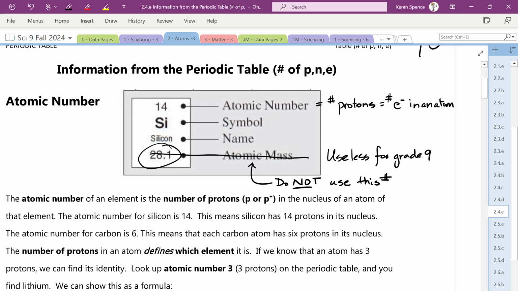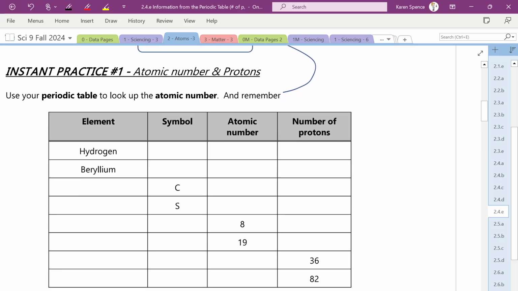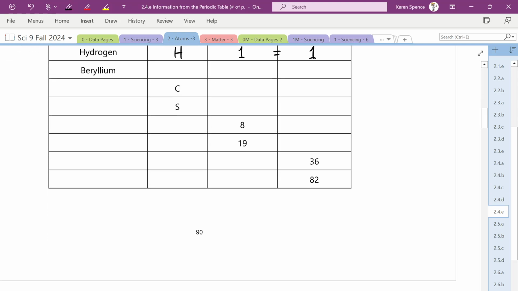So what we're going to do in here is we've got a couple of little instant practice things where you're going to look up hydrogen. You'll look up its symbol, which is H. You'll look up its atomic number, which is 1. And you'll say, oh, hey, I know that the atomic number and the number of protons are equal to each other, right? So these are going to be the same. I'm going to let you do the rest of those, but let's take a look at the next one.